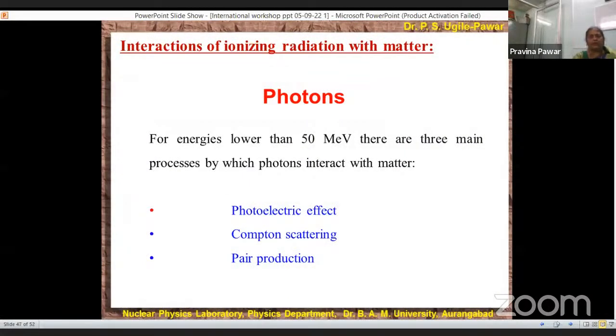For these photons with energy lower than 15 MeV, there are three main processes by which photons interact with matter. These are the photoelectric effect, Compton effect, and pair production. I have already explained about that. These are the three main interaction processes: photoelectric, Compton, and pair production.